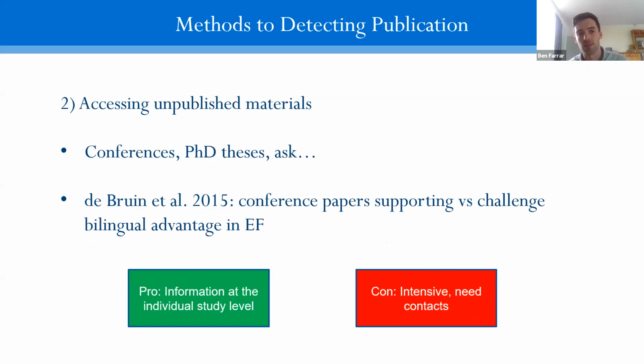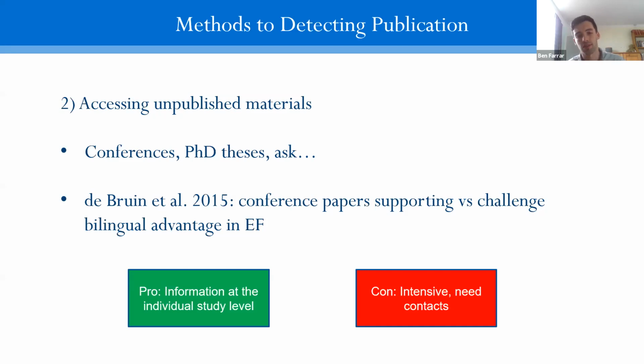The second thing to do is just to try and access the unpublished material. Go and look at conference proceedings and PhD theses and see if you can find negative results in there that haven't yet made it into the literature. A lot of people doing meta-analysis might email around some of the big research groups and say, do you have any unpublished data on this? And that's what they did in 2015, De Bruyn et al. They looked at conference papers that supported versus challenged the idea of a bilingual advantage in executive functioning, and they found that papers that were supporting, the positive conference papers, were much, much more likely to end up being published than the negative ones.